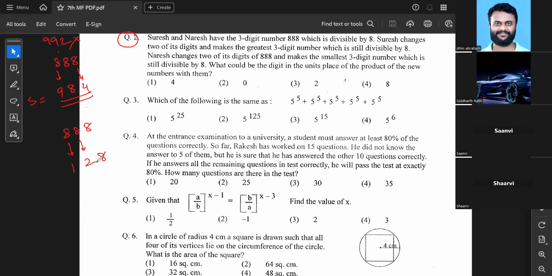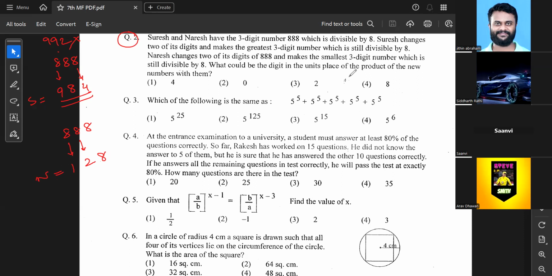108. I don't think 108 will be divisible by 8. No, 108 is not divisible. 118 is also not divisible by 8. 128 will be divisible. Okay. So 128 is a number which Naresh might have created.